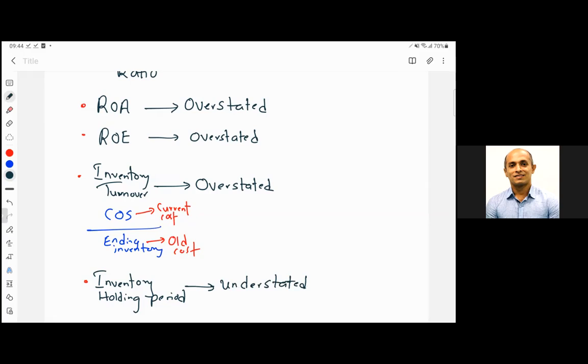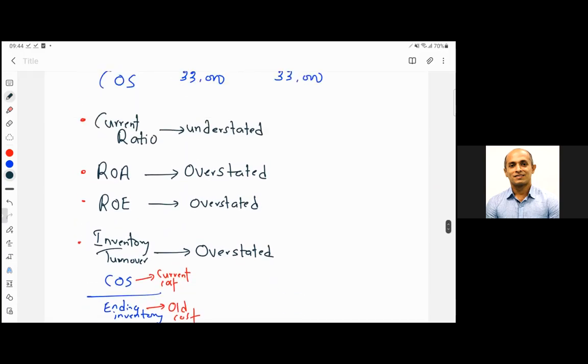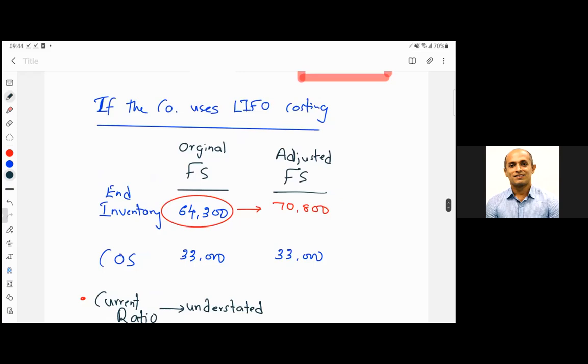Inventory holding period is understated. Now you see, certain ratios are affected if you do not adjust. So that's why we need accounting analysis. Before doing any analysis, you have to make sure financial statement values are suitable to do the analysis.